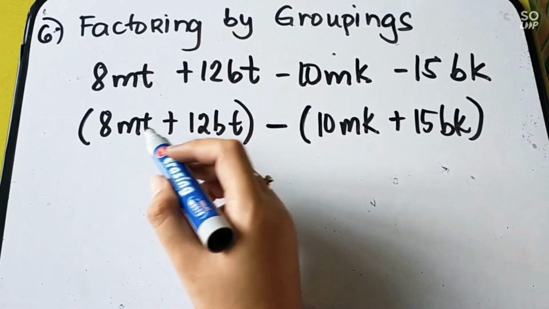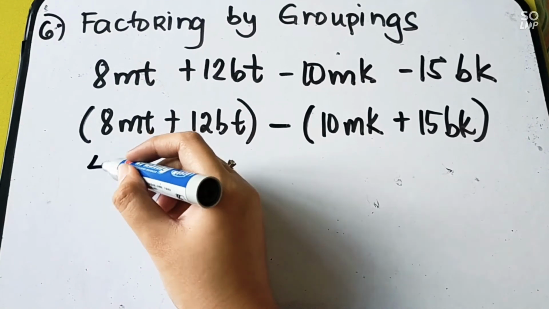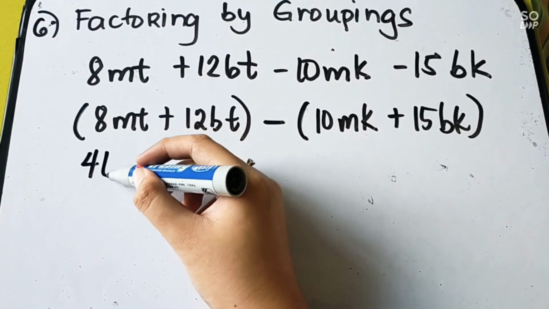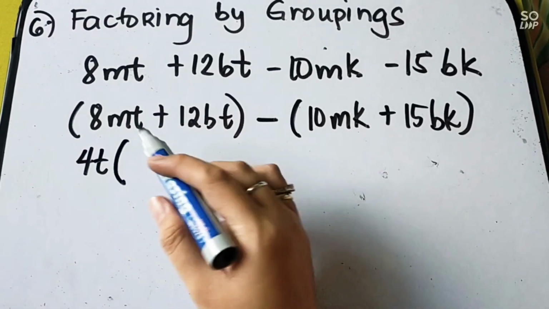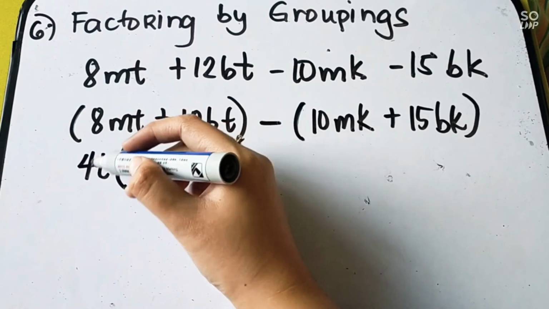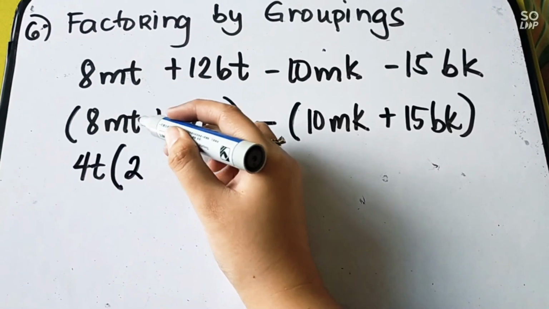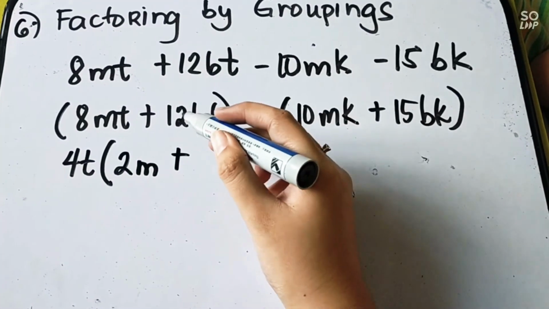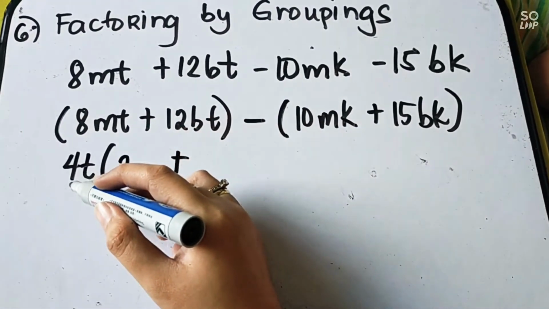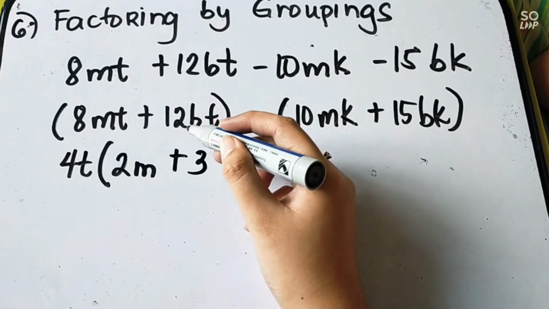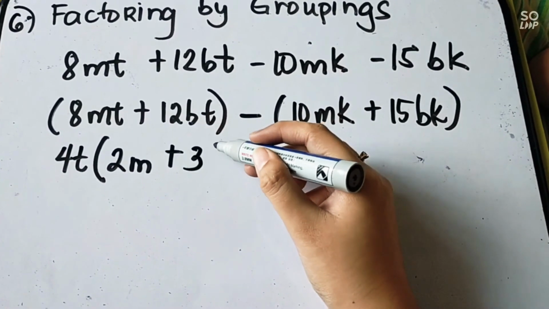So, what is common with 8 and 12? So, we have here 4. Labas mo yung 4, and then MT and BT common is T. That is it. Then, divide. 8MT divided by 4T. 8 divided by 4, we have 2. Then, the variable, ang natitira is M. Plus, 12BT. 12 divided by 4, the answer here is 3. Then, BT divided by T, the answer is B.